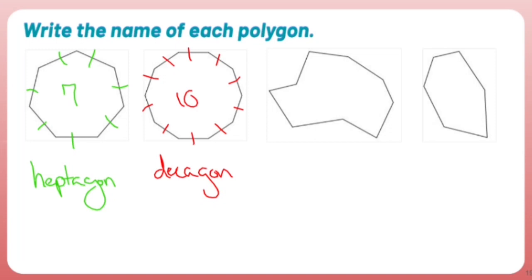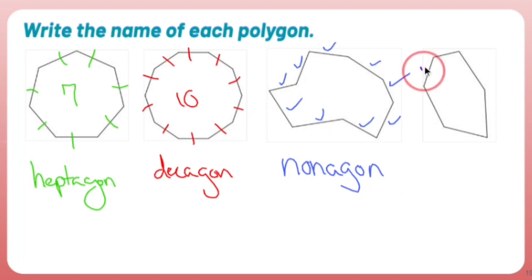Now I'm marking the sides so I don't accidentally overcount. So these little marks don't mean necessarily that they're the same. I mean, in this case, they look like they are. I'll put little check marks now. 1, 2, 3, 4, 5, 6, 7, 8, 9 is a nonagon. And last but not least, this weird looking creature at the end here is 1, 2, 3, 4, 5, 6. 6 sides, hexagon.